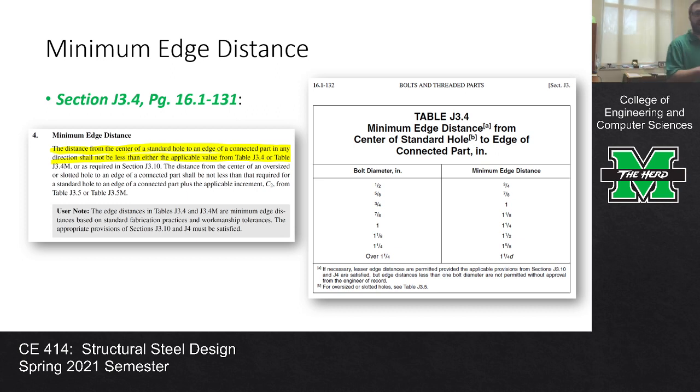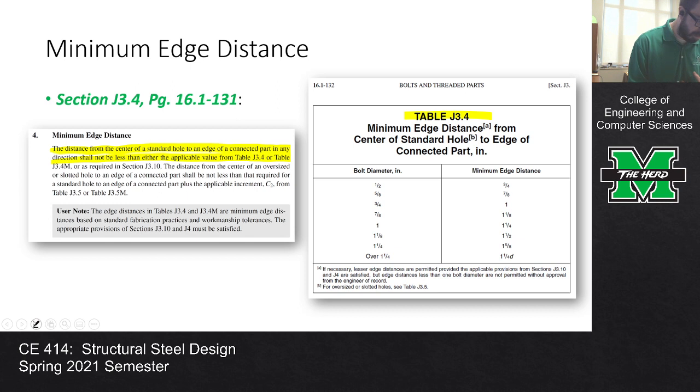So if you have your manual open and you literally turn the page to 16.1-132, you should find this table. It should say table J3.4, and table J3.4 is the minimum edge distance from the center of a standard hole to the edge of a connected part.